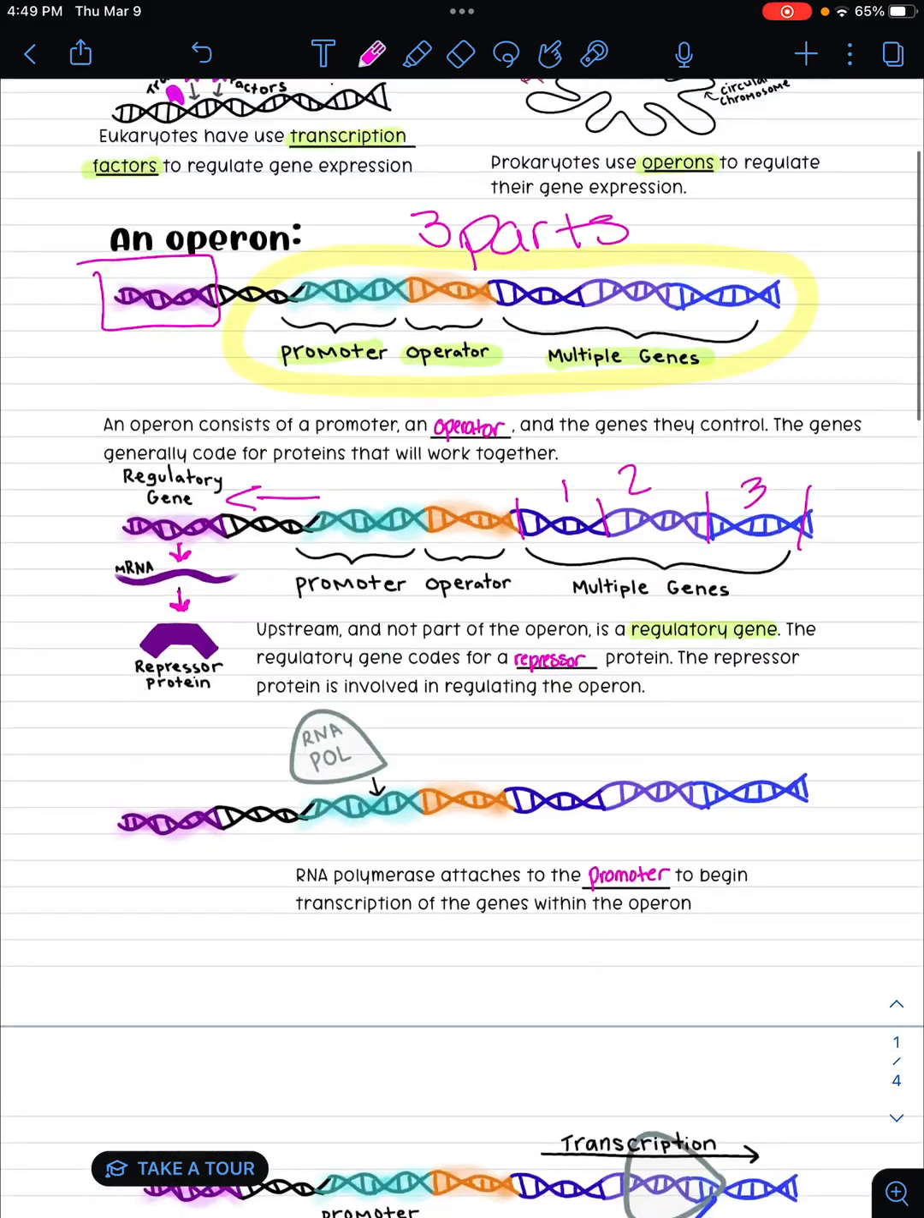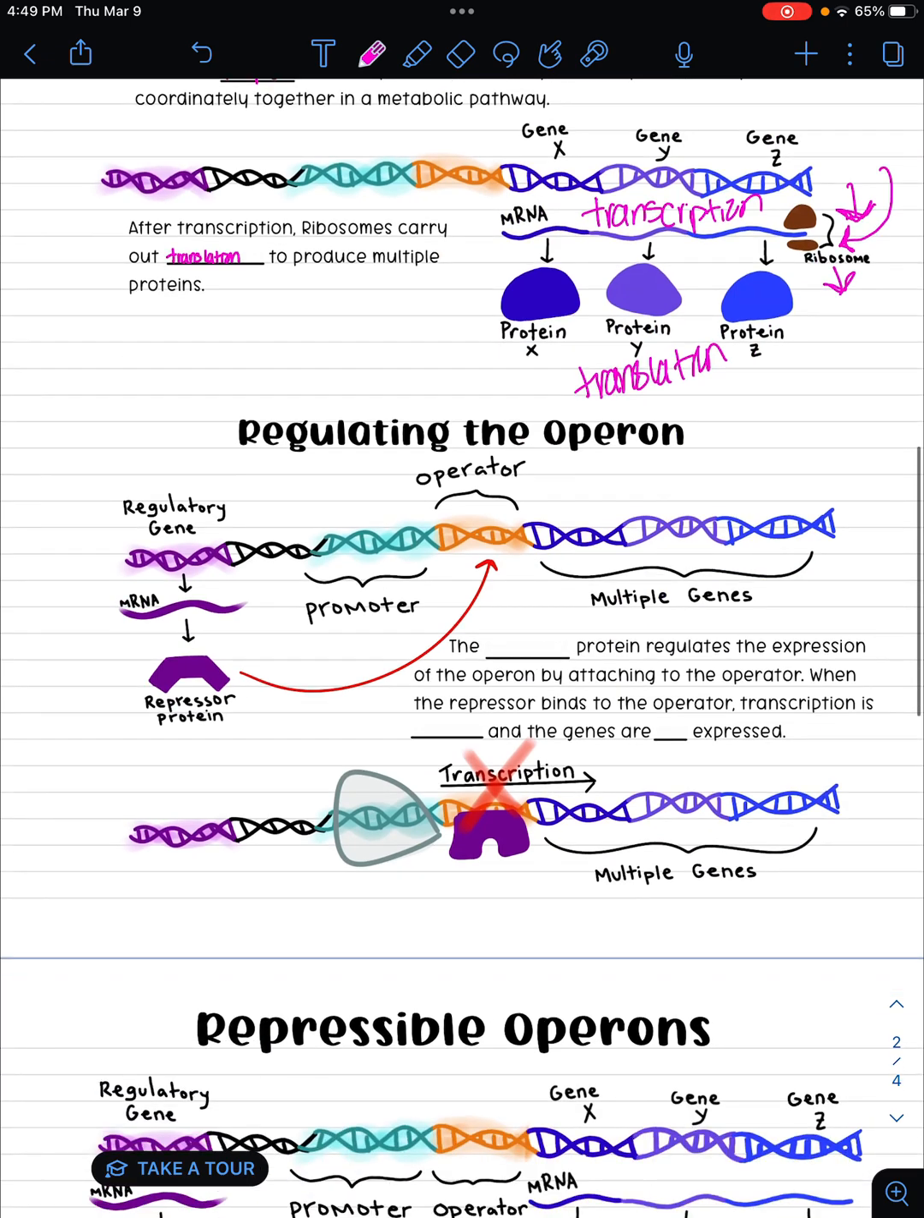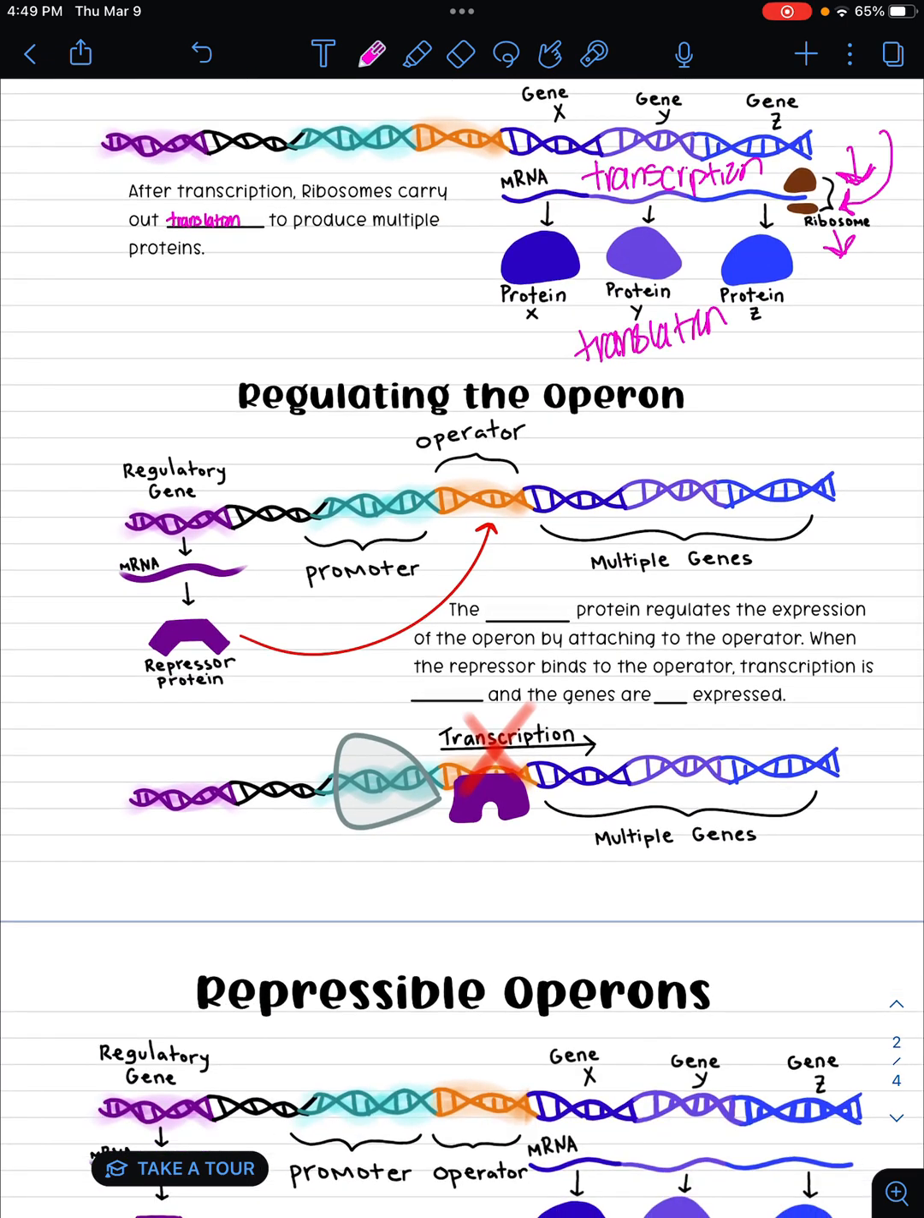So we now know that they have these things called operons and we know the parts, but how do we regulate it? Because we just don't want them reading these genes and making these proteins all the time. So the organism has to regulate it somehow. Okay. So the blank protein regulates the expression of the operon by attaching to the operator, which is in orange. Let's look at the diagram and see if we can figure this out.